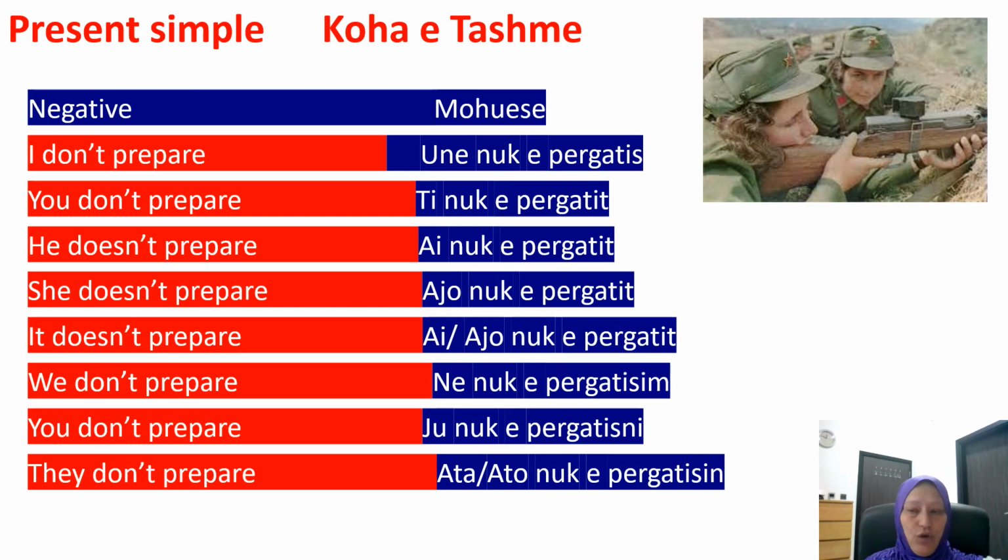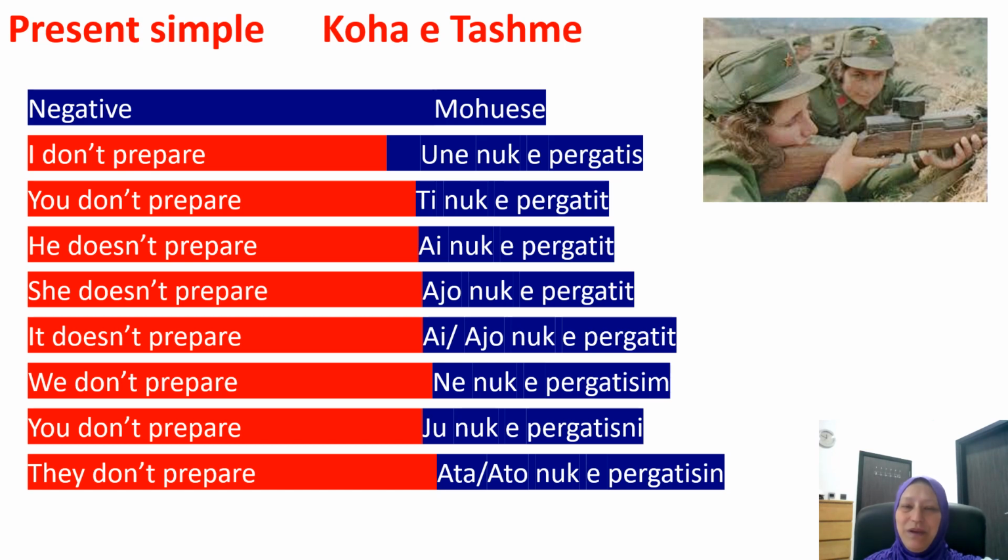Negative, I don't prepare. Unë nuk e përgatis. You don't prepare. Ti nuk e përgatit for singular, and then ju nuk e përgatisni for plural. So you don't prepare. Ti nuk e përgatit.